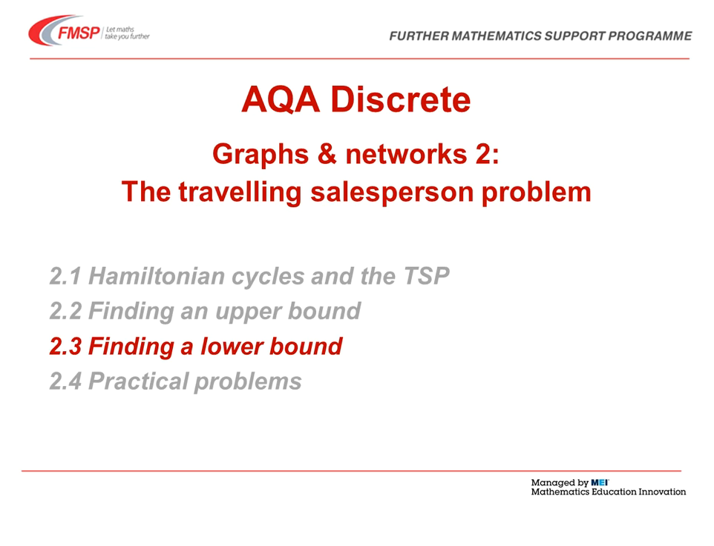This is a video for AQA Discrete Mathematics. This is Graphs and Networks section 2.3, where we're looking at the lower bound for the travelling salesperson problem.